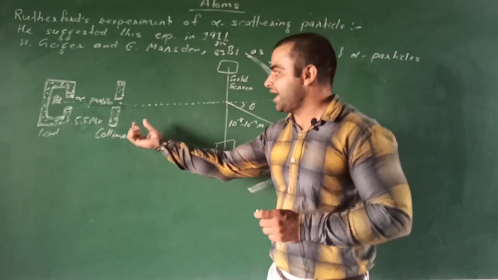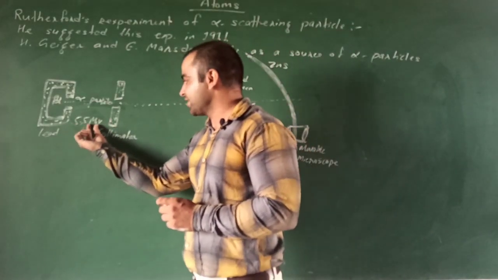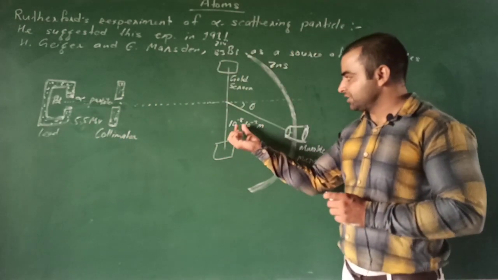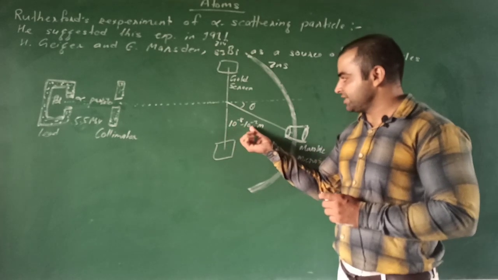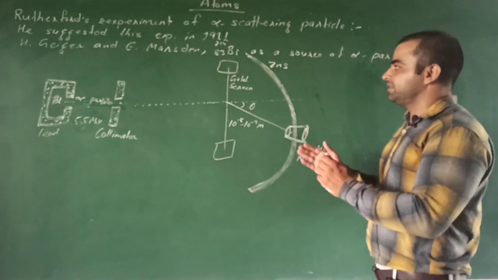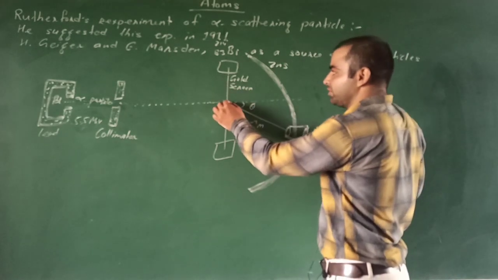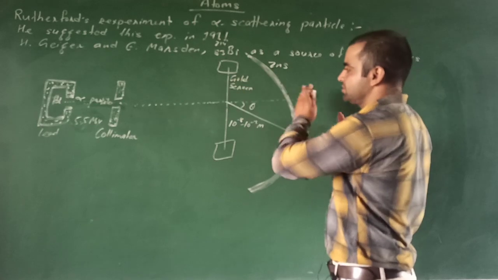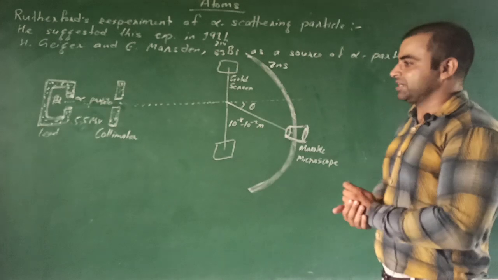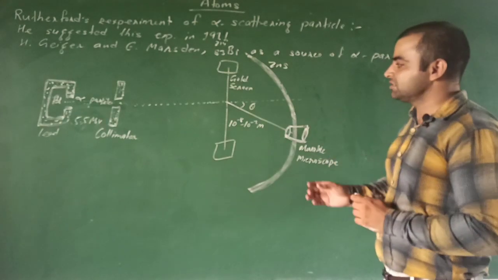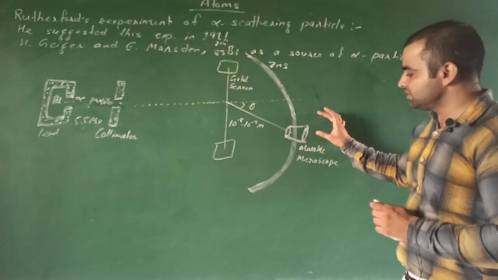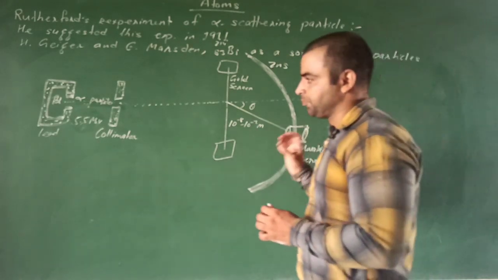Alpha particles having energy 5.5 MeV are allowed to fall on a gold screen having thickness of 10 raised to power minus 8 to 10 raised to power minus 7 meters. When these fall on the gold screen, some of the alpha particles pass straight and some are deflected at small angles, and they can be seen at the zinc sulfide screen with the help of this movable microscope.